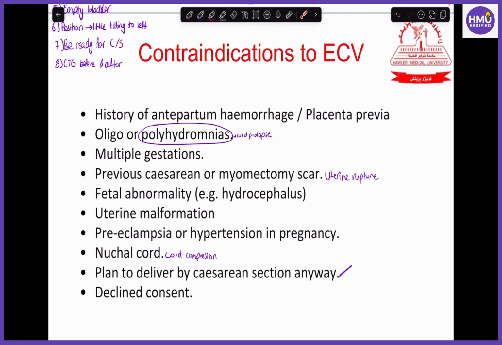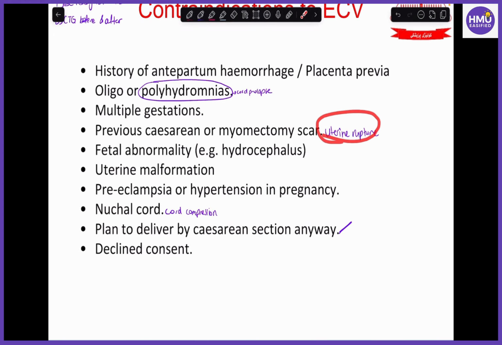The contraindications: history of antepartum hemorrhage, placenta previa, since manipulation can cause bleeding. Oligohydramnios or polyhydramnios: with oligohydramnios there's too little fluid, so the fetus cannot move, making it difficult and traumatic. With polyhydramnios there's too much fluid, so the fetus moves too easily, risking cord prolapse and trauma. Multiple gestations, as there's limited uterine space. Previous cesarean section scar, which can cause uterine rupture by manipulation.